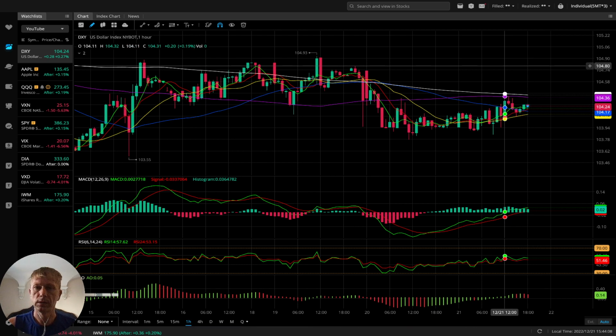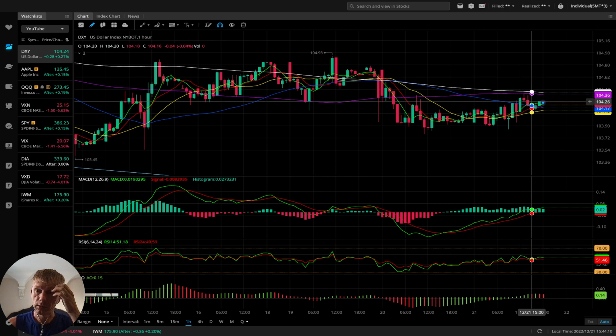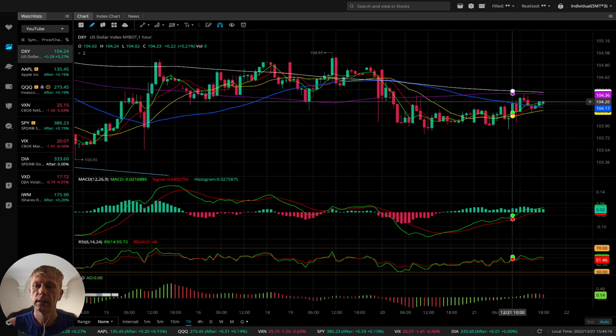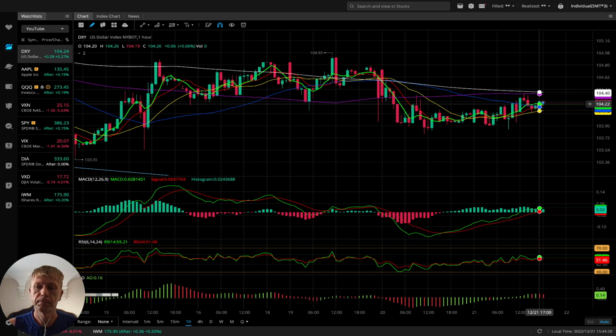MA200 is a strong resistance, MA100 strong resistance also. But now it's above MA50. MA50 now it's a support. It's a support. MA5 ready for bearish crossover.